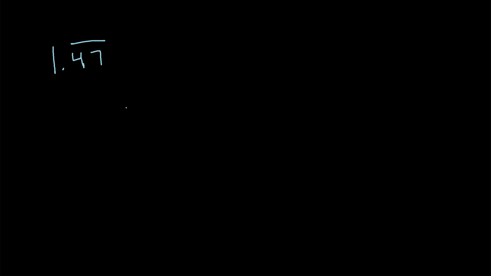Okay, let's try another example. Let's say we have 1.47 repeating. If we were to write this out, here's what it would look like: 1.474747. The 47s just keep repeating over and over and over again, and we know that because the bar is over the 4 and the 7. So how can we write this 1.47 repeating as a fraction?